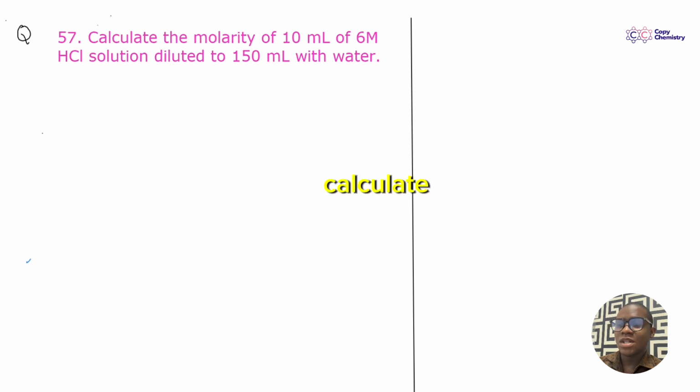We're trying to calculate the molarity of 10 ml of 6 molar HCl solution that has been diluted to 150 ml with water. So you had 10 ml of 6 molar before. Now you're diluting it to 150 ml with water. So here's what you're going to do.